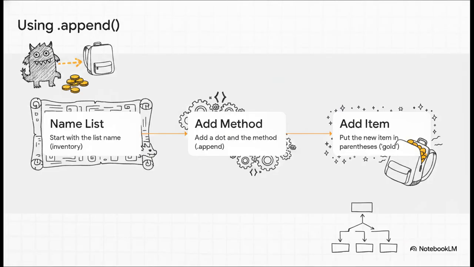Here's a perfect real-world example of a method in action. Let's say you just defeated a monster and scored some gold. Here's how you add that newly discovered gold to your backpack using the append method. Step 1, name the list, which for us is inventory. Step 2, add a dot followed by the method, so dot append. And step 3, put the new item right in parentheses, so it looks like inventory.append(gold). Boom! Your list just grew, and you didn't have to rewrite a single line of your original code.